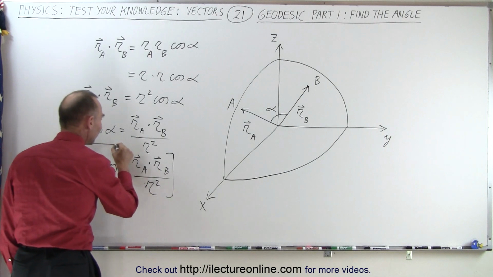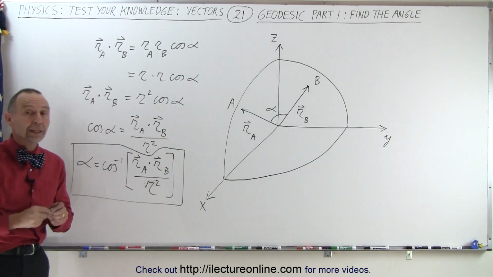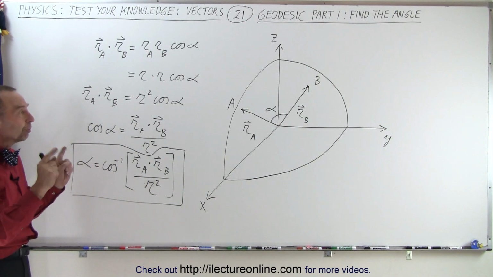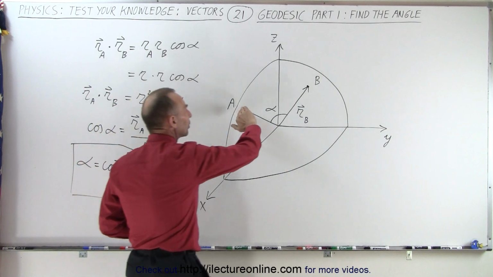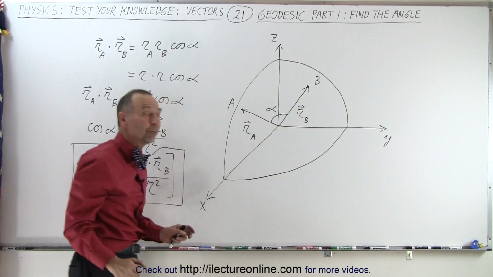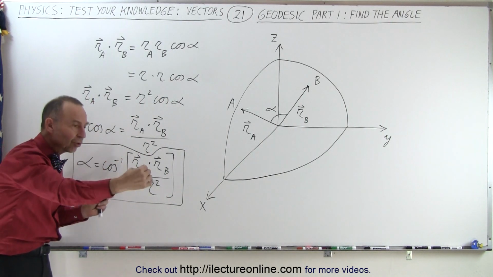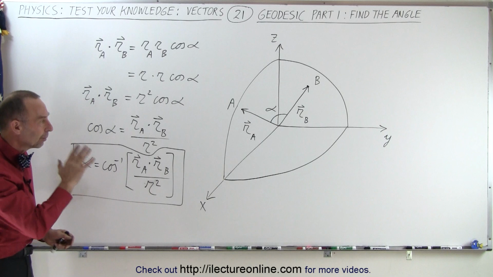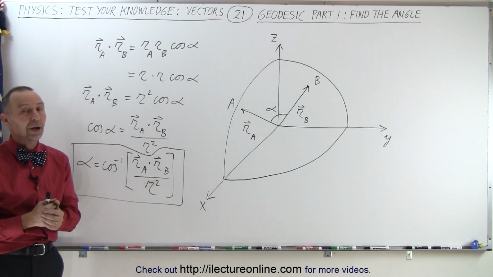And that is how we find the angle between any 2 vectors pointing to any 2 points on the surface of the Earth. Then somehow, later on, we're going to have to try to find the shortest distance between those 2 points, realizing that those distances are indeed a calculation across the surface of a sphere. But we'll get to that in the next few videos. If you stay tuned, we'll show you how it's done.